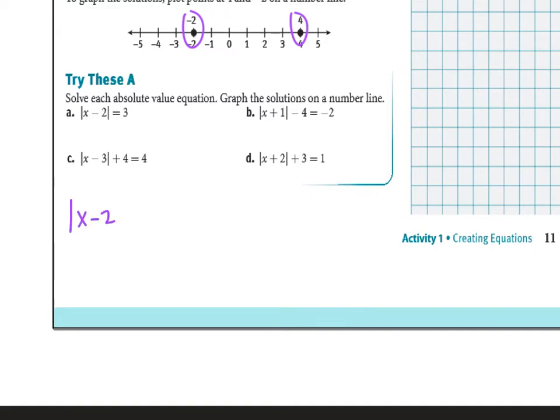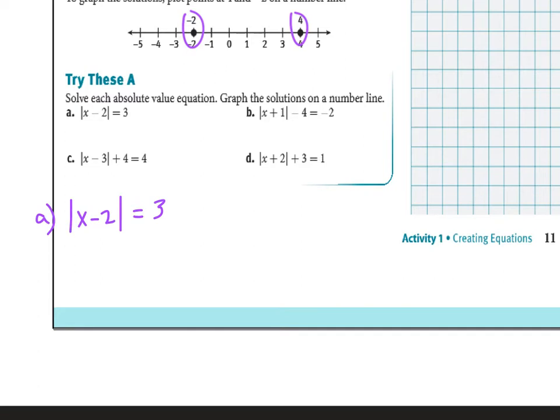All right, so the absolute value of x minus 2 equals 3. Okay, this is example A. So we've got to ask ourselves, is the absolute value isolated? Is there anything else on that side of the equation that's outside the absolute value bars? And in this case, the answer is no, right? So it's yes. It already is isolated. There's nothing else out there.